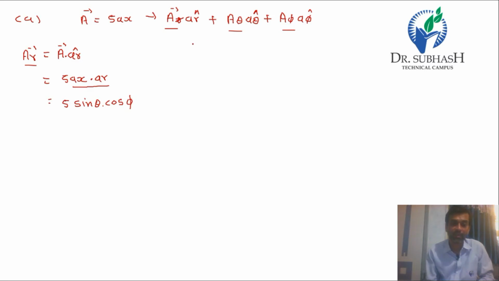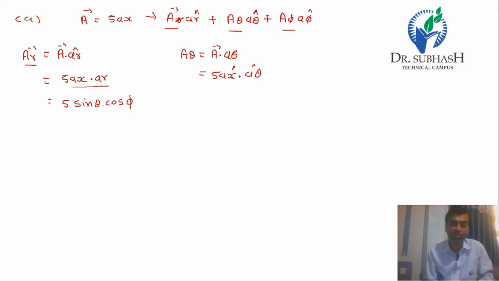Similarly, if we need to find A theta, then we take vector A itself dot the unit vector of the component being found. So here, 5 ax dot a theta.